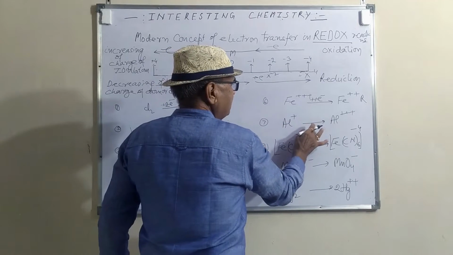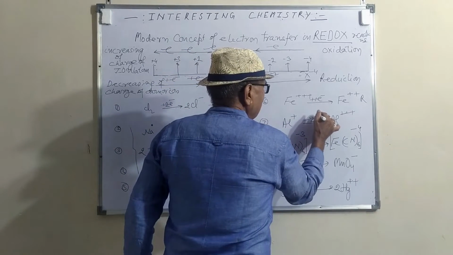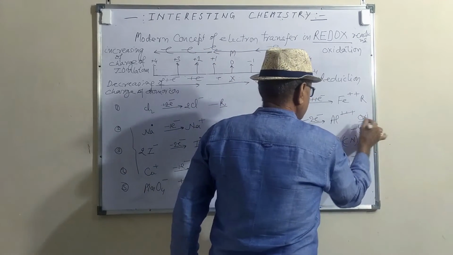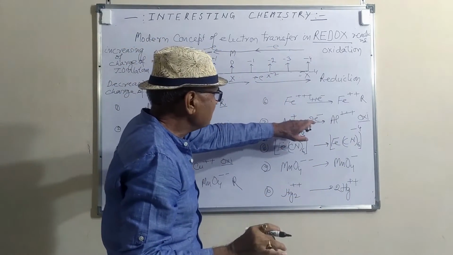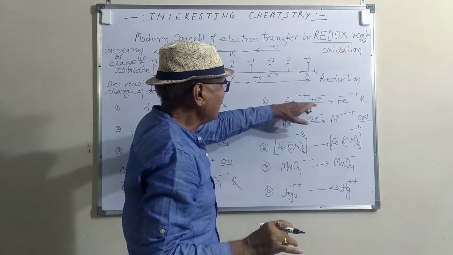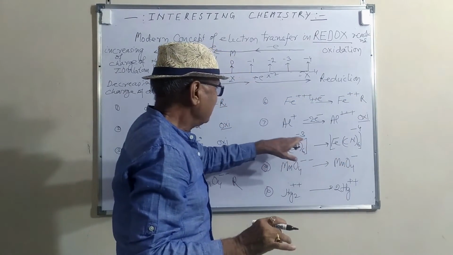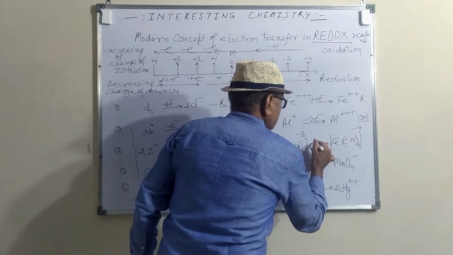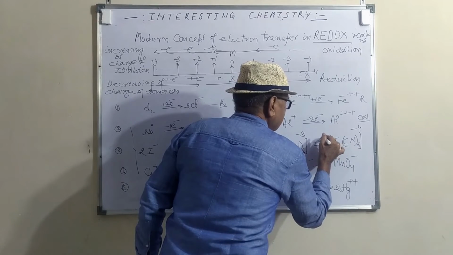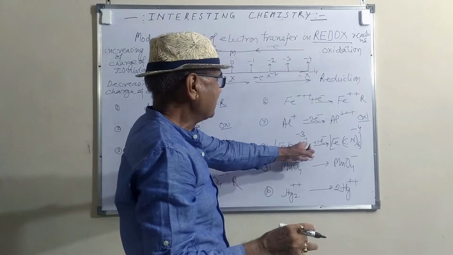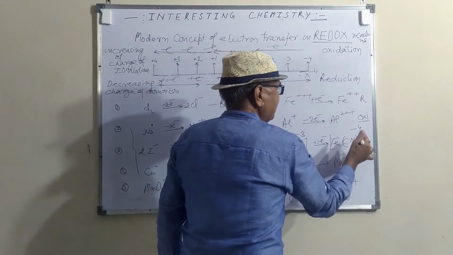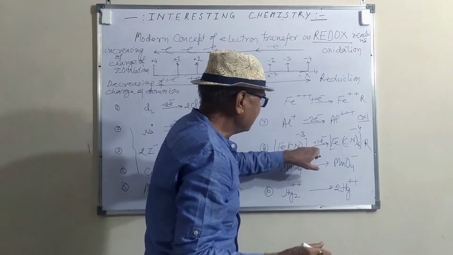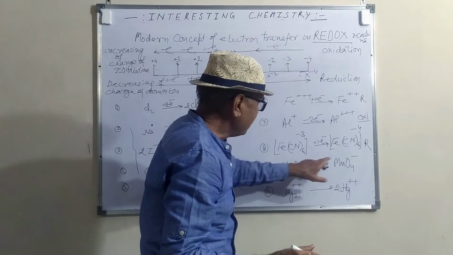Here aluminium, loss of 2 electrons. Loss of electron means oxidation. If you have to write minus electron, then it is oxidation. If you have to write plus electron, then it is reduction. Here minus 3 and minus 4, so what will you write here? You will write plus 1 electron, so it is a gain of electron. Plus electron means reduction.